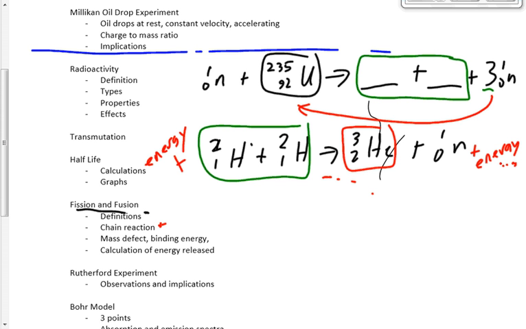If we're generating nuclear power in a nuclear power plant, which is done all over the world, including in Canada, what reaction do we use? Fission or fusion? Fission, yeah. We use fission because we can control it. We can't control nuclear fusion.